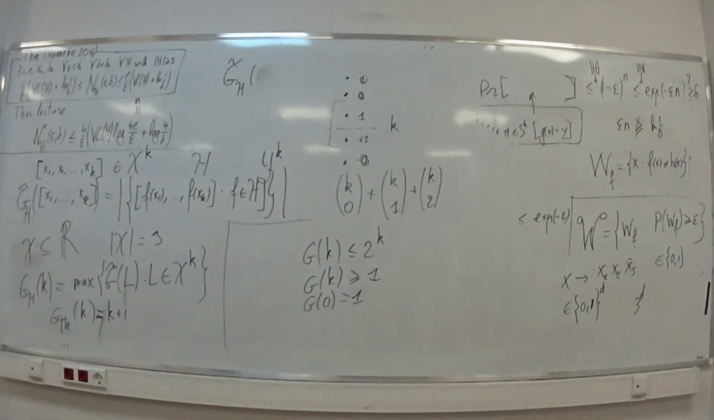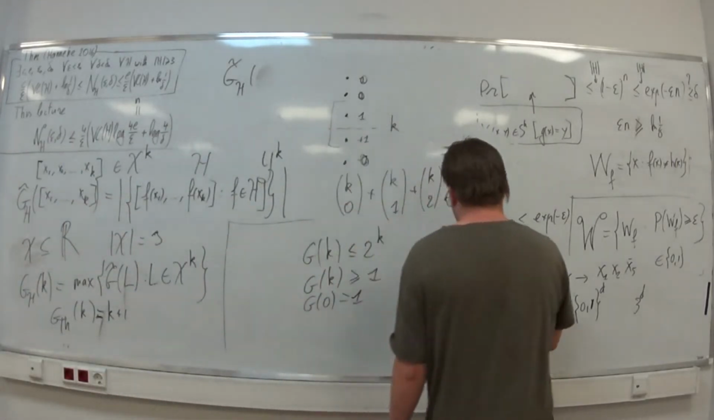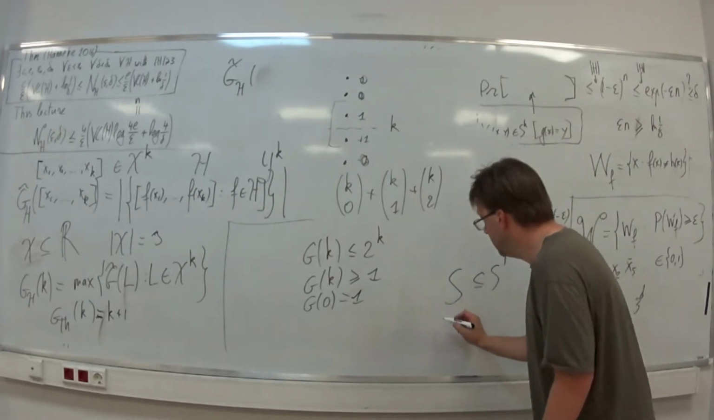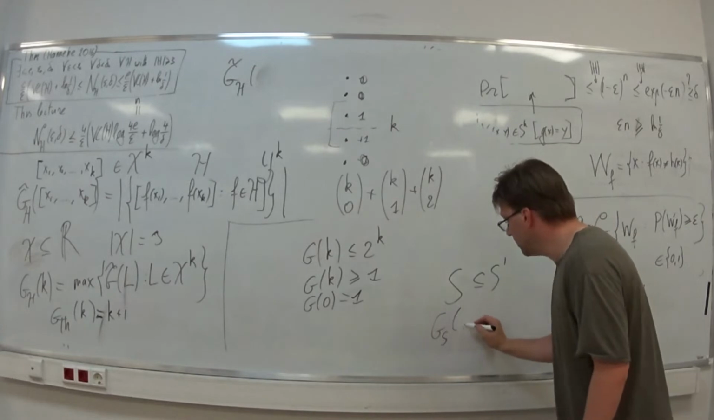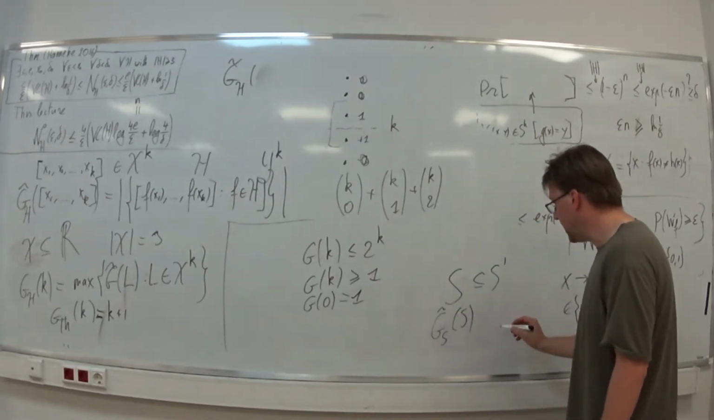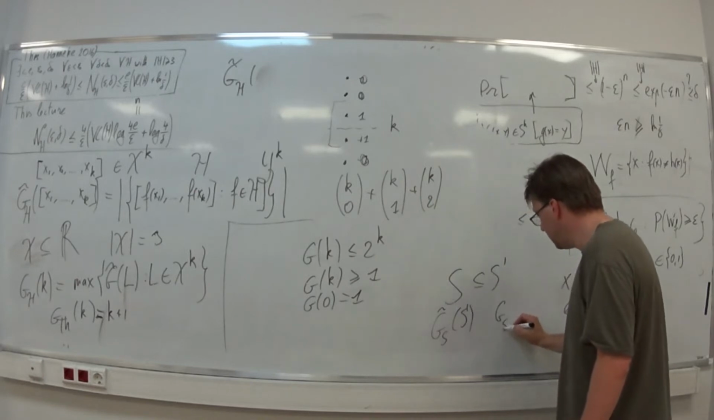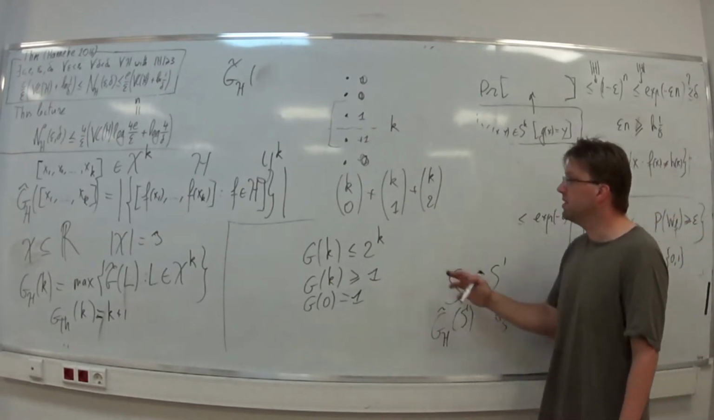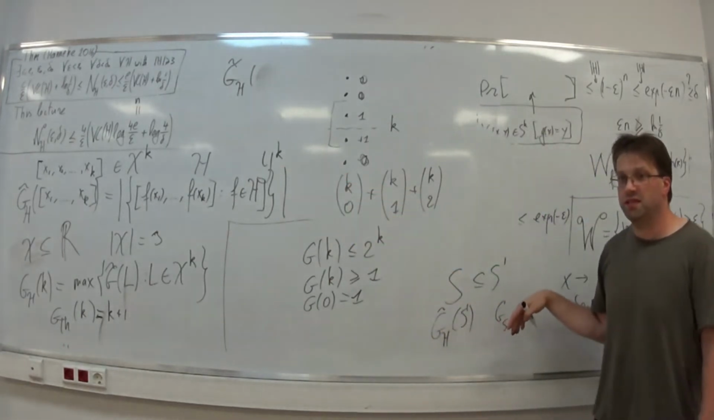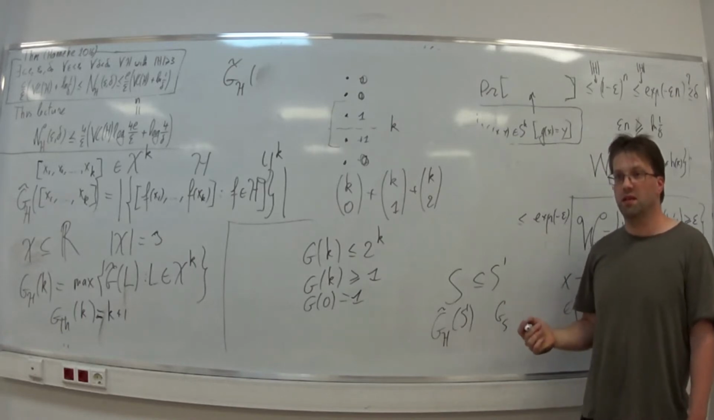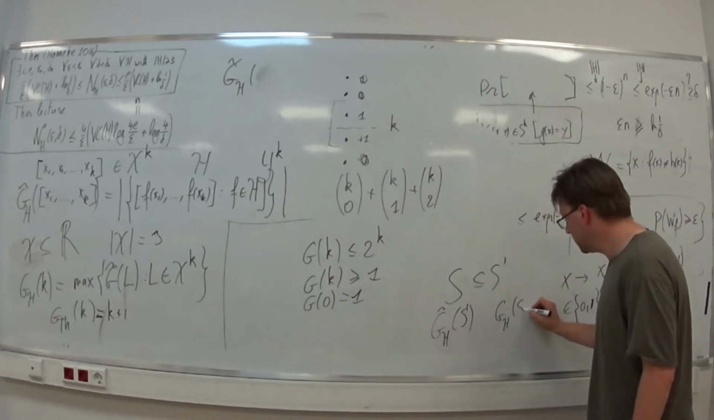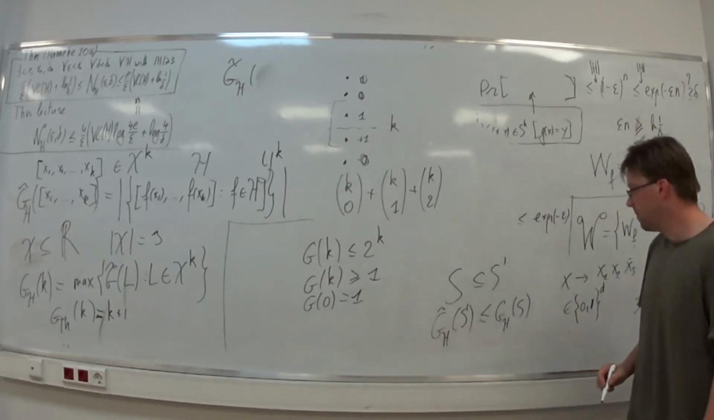Okay, this is very easy. If S is a subset of S prime, what can we say about the growth function? The number of dichotomies of S prime is bigger, not less. So there is monotonicity in the argument. It's defined for lists, but we can define it for sets as well, just order the elements.